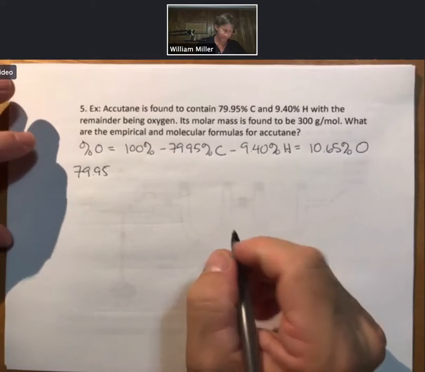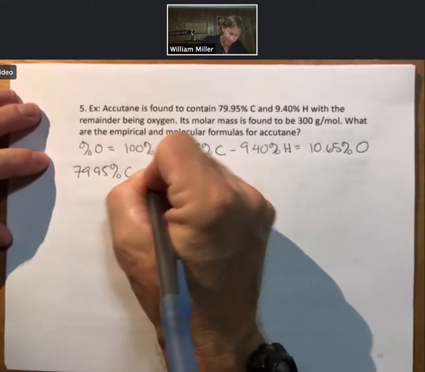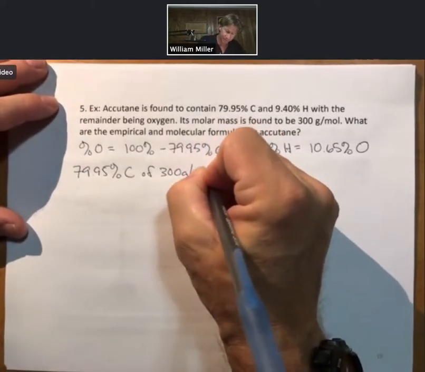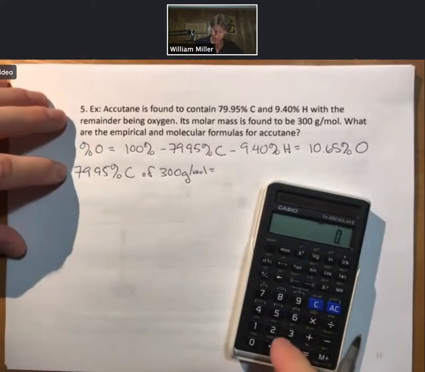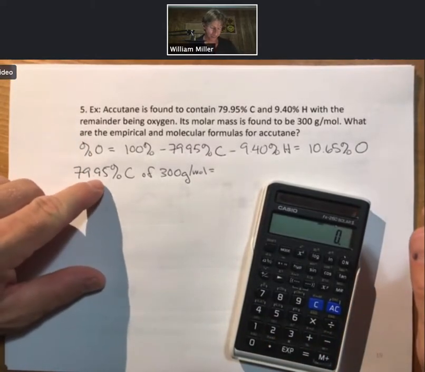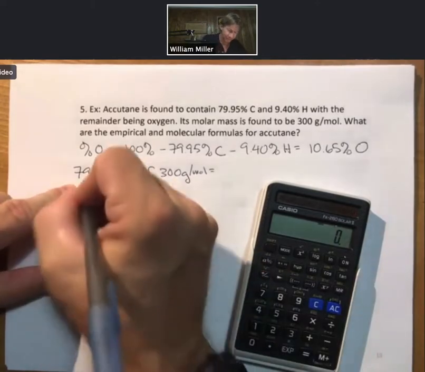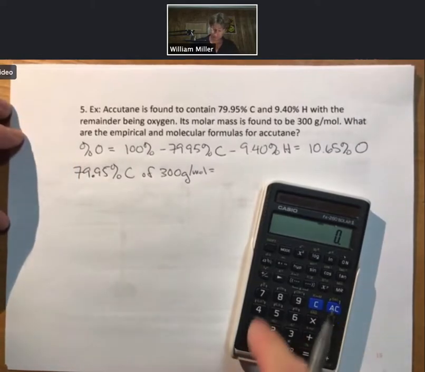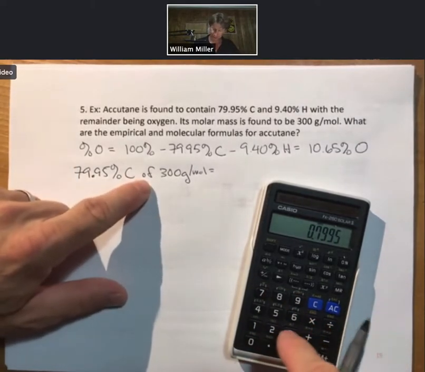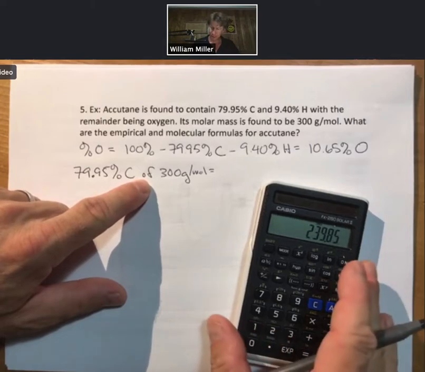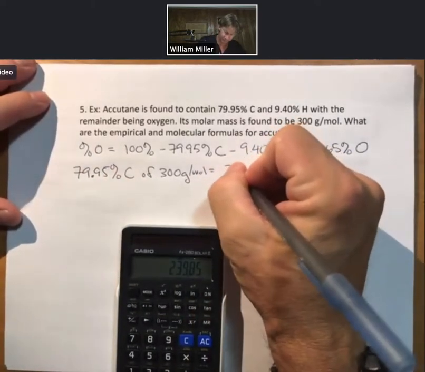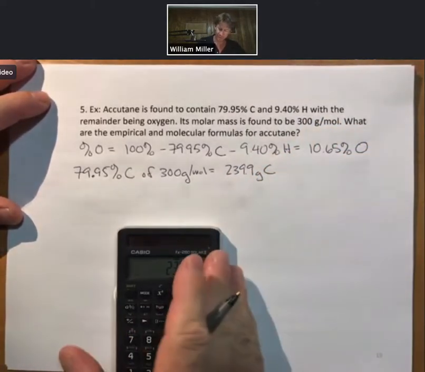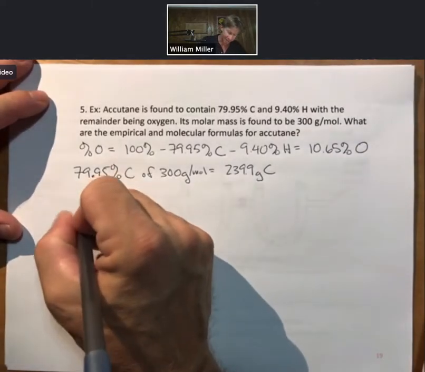percent carbon of 300 grams per mole. Now I'm going to, in my head, move the decimal place over two places so that it's actually 0.7995. Of means times 239.85. I'll go with 239.9 grams of carbon. Leave a little space, 9.40.